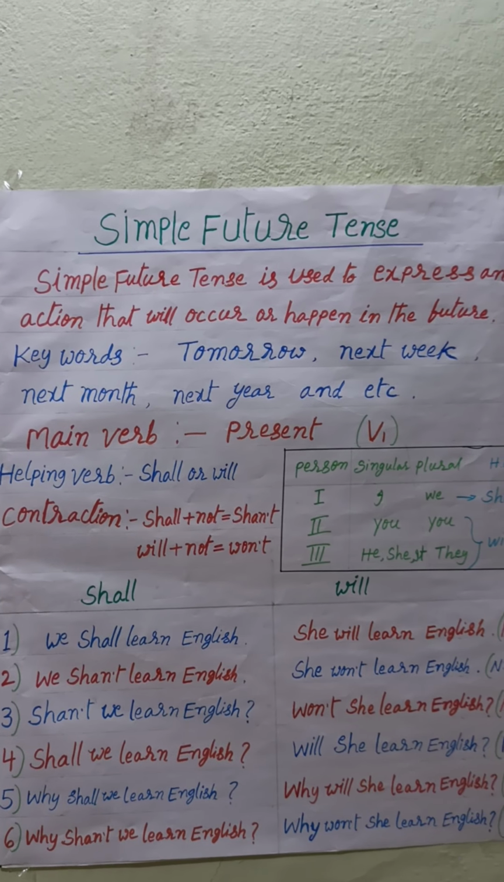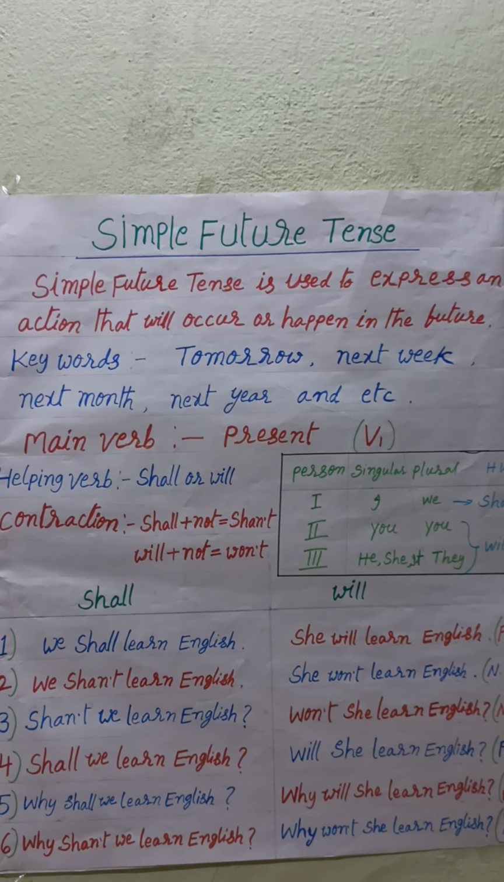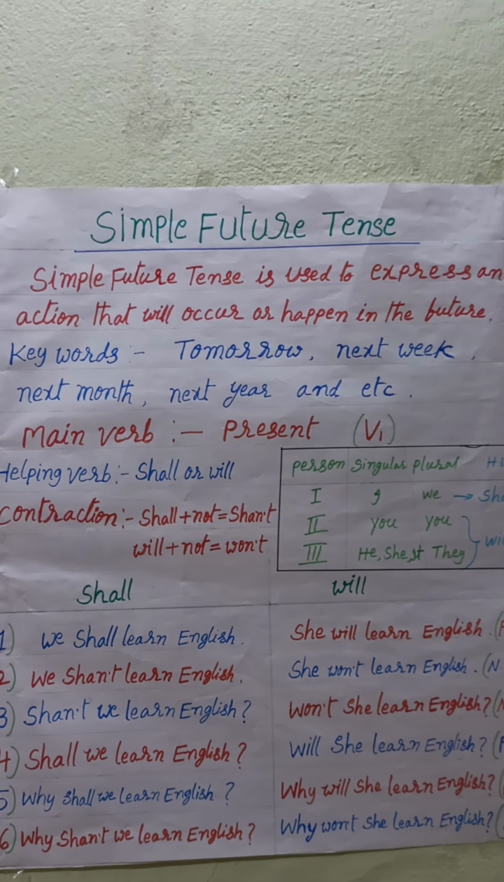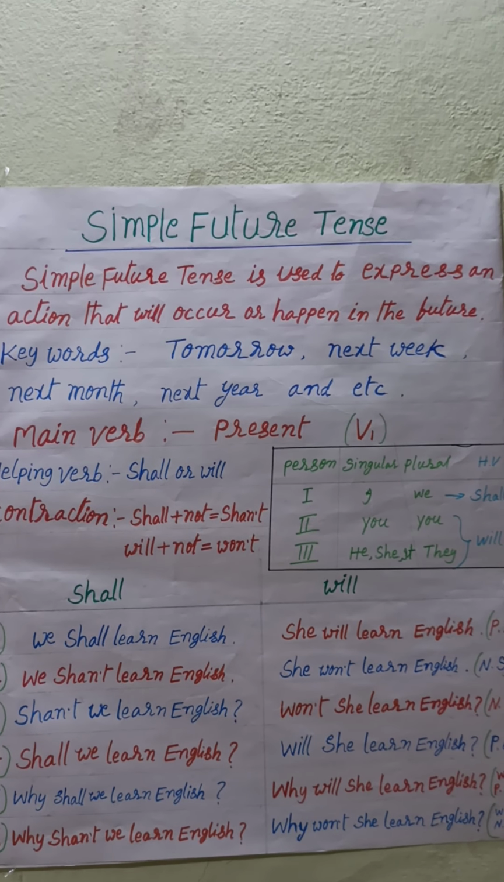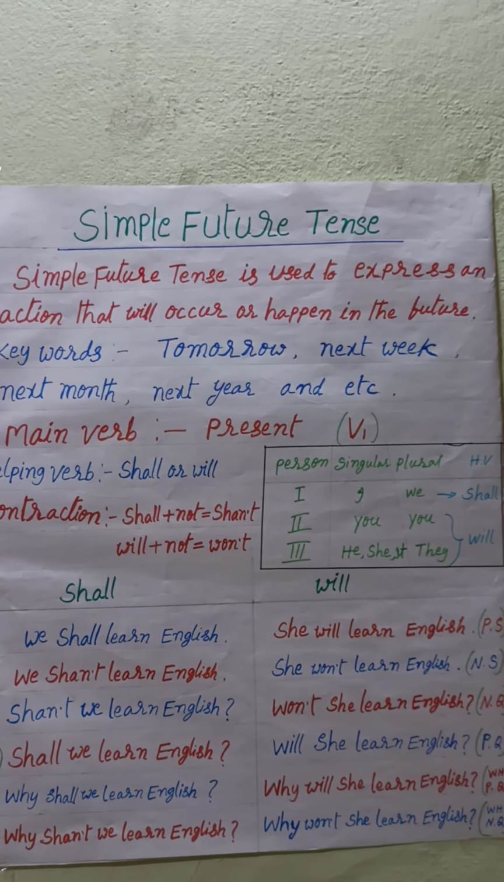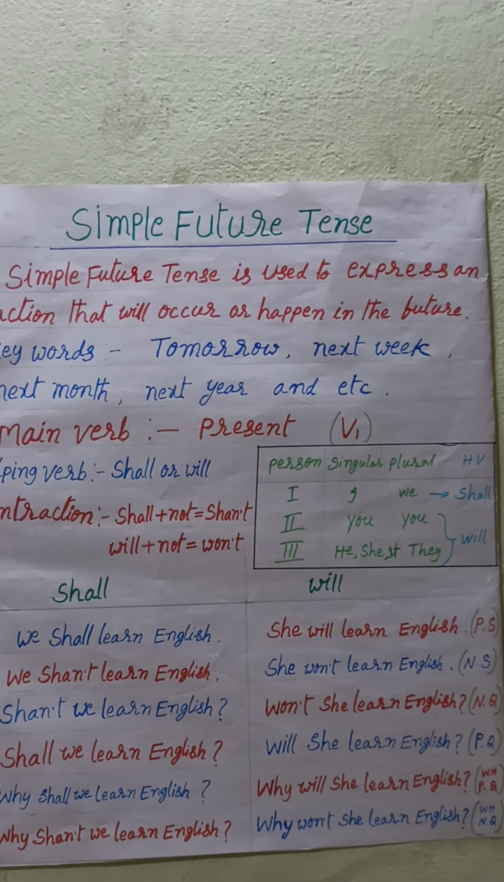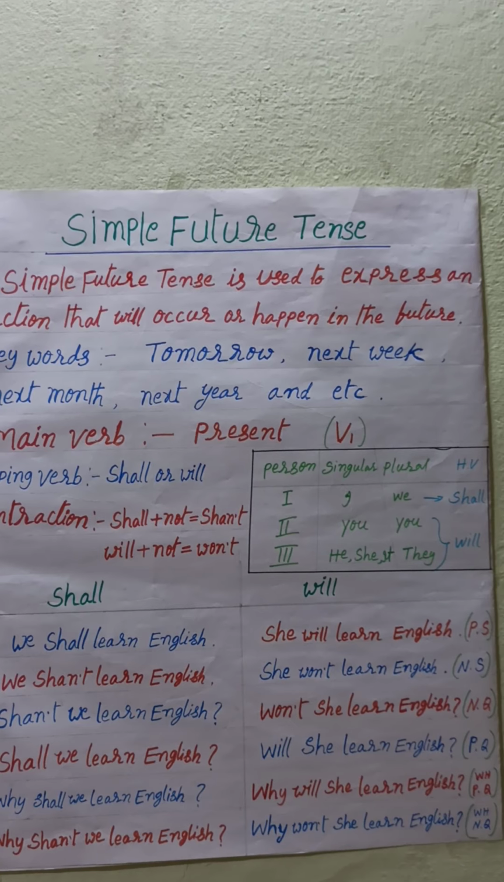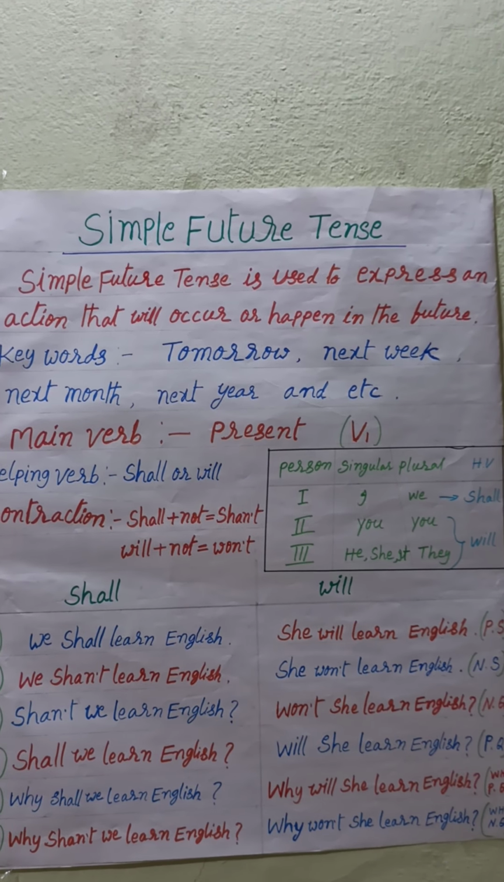In the same way, won't she learn English? These two sentences are negative questions. Won't she learn English and shan't we learn English?